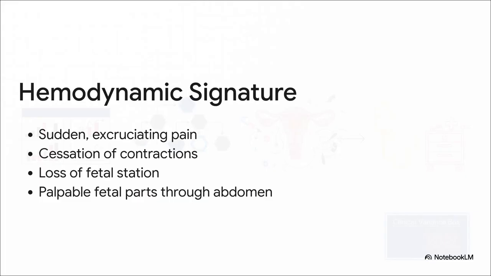The hemodynamic signature and physical exam findings here are completely pathognomonic. The patient is going to experience sudden, excruciating lower abdominal pain. Right after that, you'll see a complete cessation of uterine contractions on the tocodynamometer. But crucially, the definitive fetal marker is the sudden loss of fetal station. The fetus literally retracts upward into the maternal abdomen, and you can actually palpate fetal parts directly through the maternal abdominal wall.